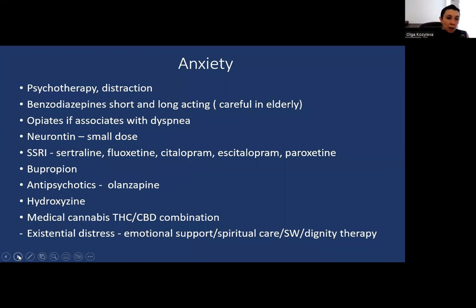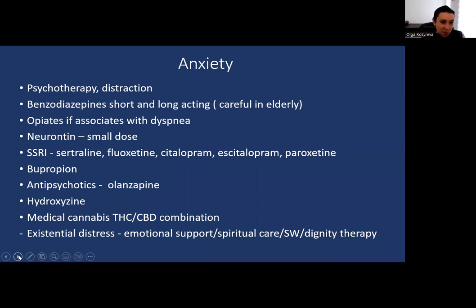And then existential distress related anxiety: emotional support, spiritual care. In every hospital here, we have a priest. We have priests of different religions, and we can ask for a rabbi, we can ask for a Buddhist priest if there is a request.